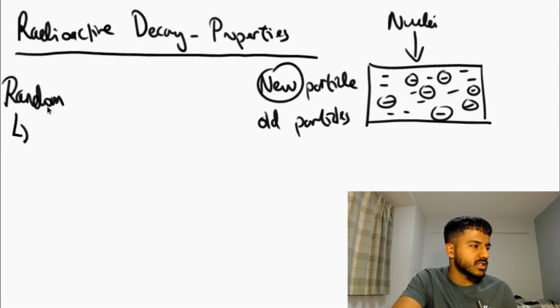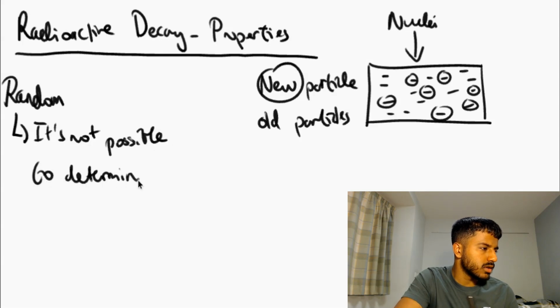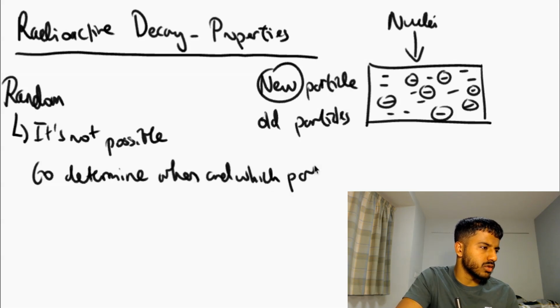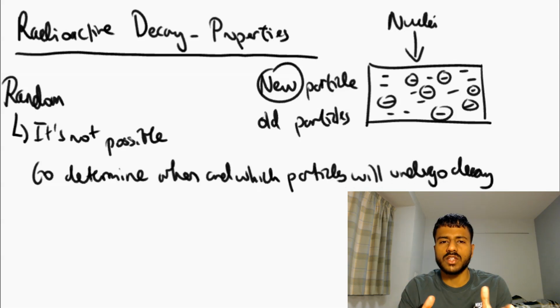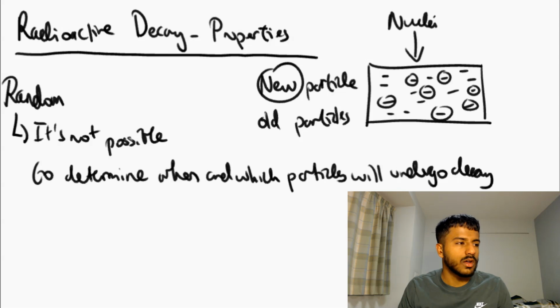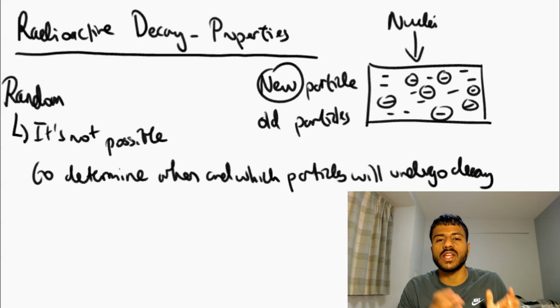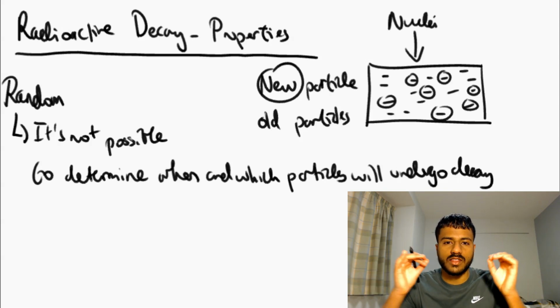And this means that it's not possible to determine when and which particles will undergo decay. So that means even these older particles are not more likely or less likely to decay than these newer particles. It is simply not possible to determine which of these individual particles are going to decay next, and when exactly in the period of time they will decay.